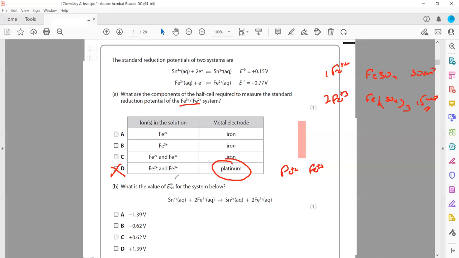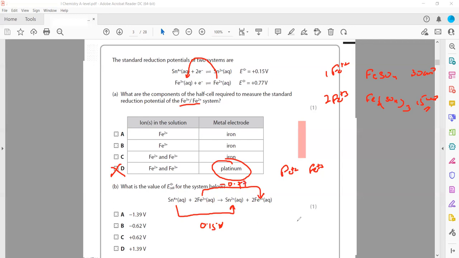Then the second one, what is the value for electrode potential of a cell? So how we can work out, look, tin 4 changes to tin 2. So tin 4 changes to tin 2, that is 0.15. And iron 2 changes to iron 3. If iron 3 changes to iron 2, that is 0.77. But in the equation, they give iron 2 changing to iron 3, so it should be negative. So this will be minus 0.77.